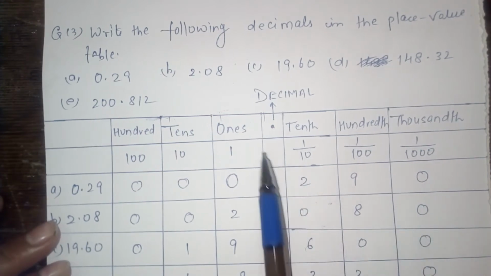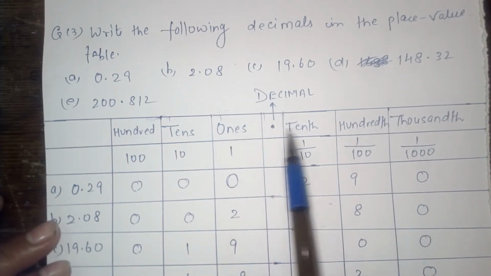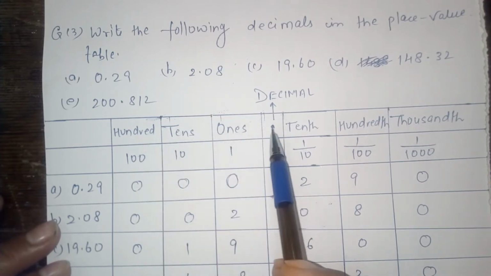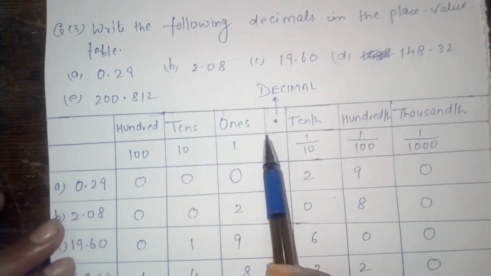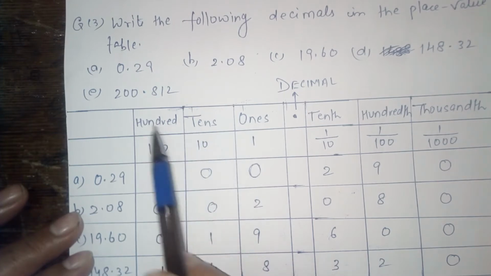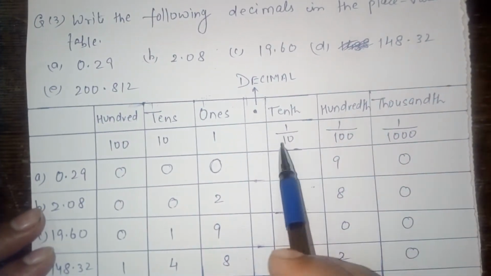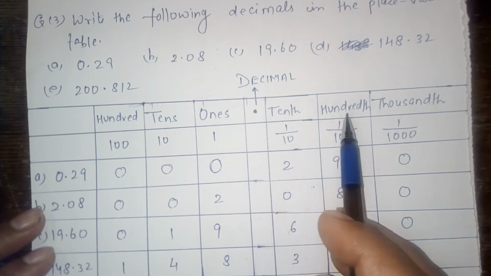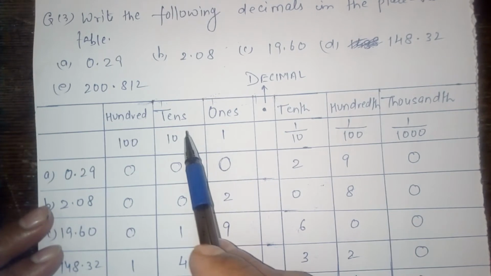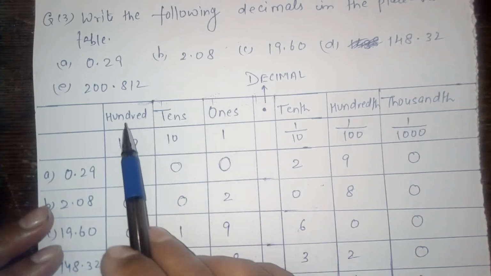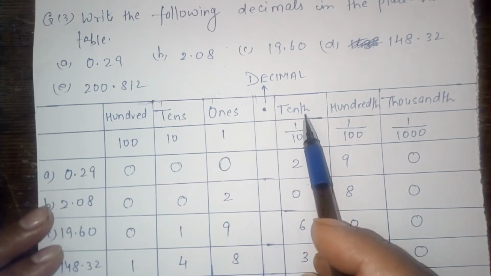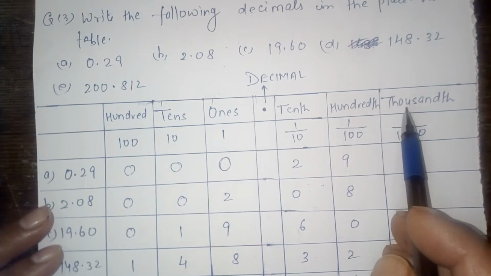As you are looking at this place value table, it is divided into two parts. First is before the decimal point, second is after the decimal point. Before the decimal point we will count ones, tens, hundreds. After the decimal point we will count tenths, hundredths, thousandths.